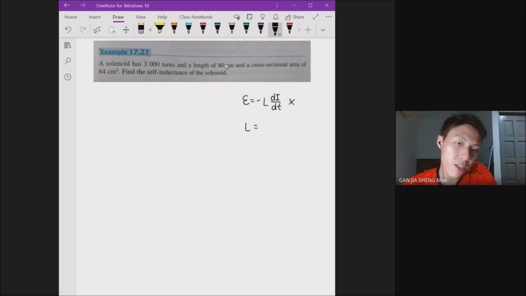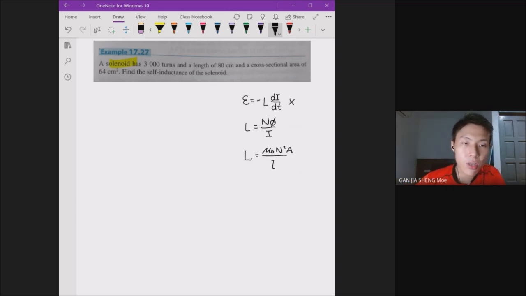So you are left with either N phi over I for self-inductance, or you can break it open. In this case, this is a solenoid. If you break it open, it will become L equals mu naught N squared A over l. Over here, they have described the geometry of the solenoid very clearly. The length of the solenoid is 80 cm, it has 3000 turns, and a cross-sectional area of 64 cm squared. All these things are describing the geometry of the solenoid.